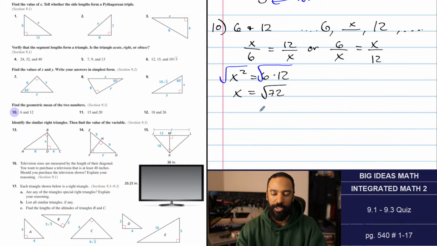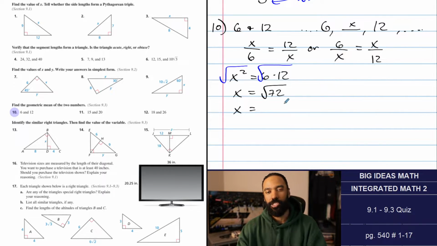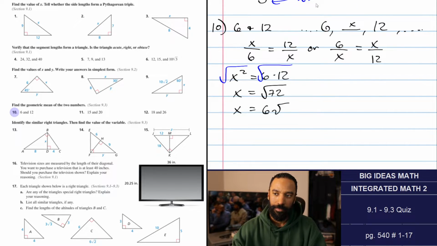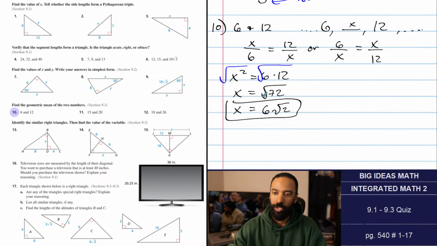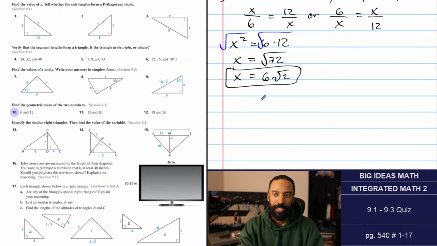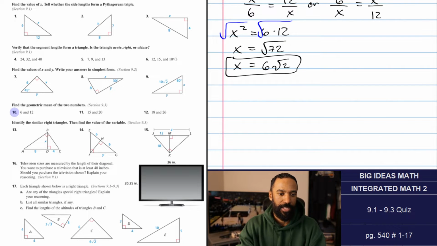So square root of 72. So 72, 36 can factor out of 72. So square root of 36 is 6. You get 6, whoops, not root 6. 6 root 2 as the answer there. You can only get positive integers here. It's what they want. So x is 6 root 2. They didn't say only positive integers, but I think in the section they did mention that.